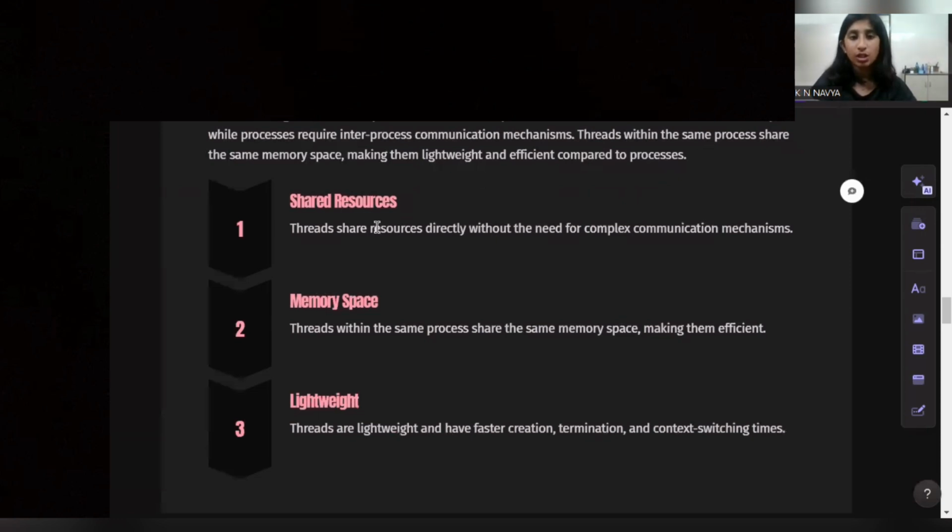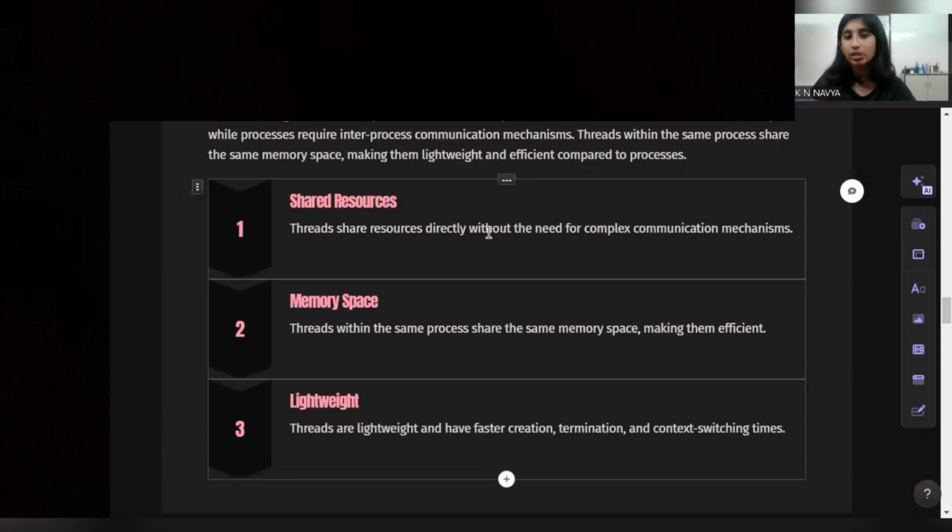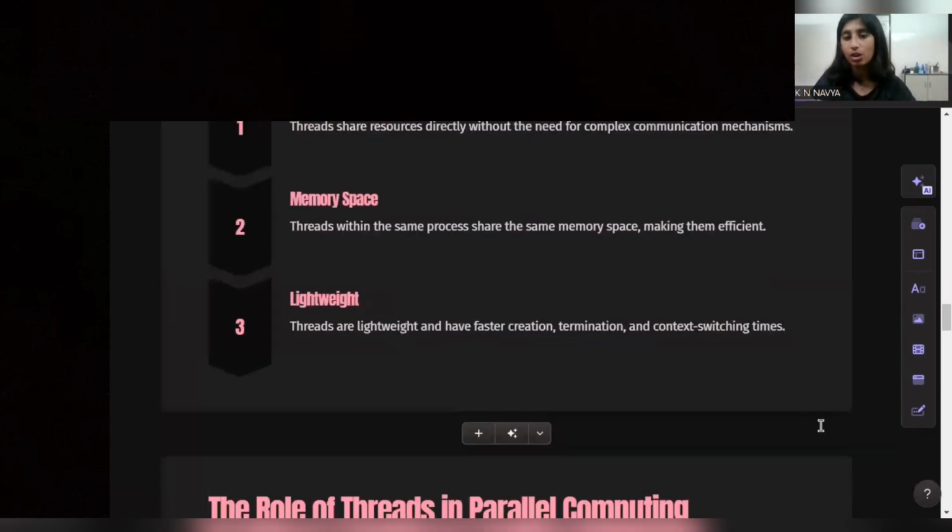Shared resources. Threads share resources directly without the need for complex communication mechanisms. Memory space. Threads within the same process share the same memory space, making them efficient and lightweight. Threads are lightweight and have faster creation, termination, and context switching time.